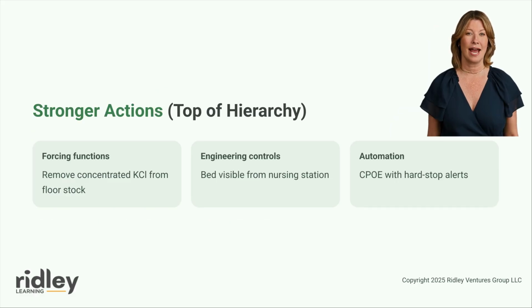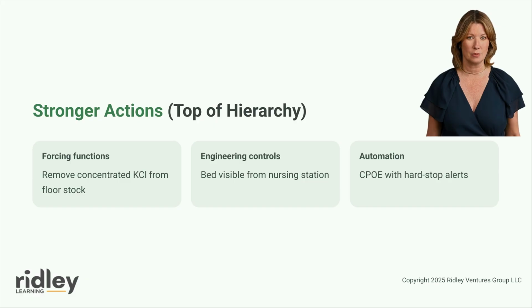Let me walk you through the action hierarchy for RCA2 recommendations, starting with the strongest actions and moving to the weakest. Stronger actions are at the top of the hierarchy. The first type is physical changes or forcing functions that make it impossible to do the wrong thing. A clinical example would be removing concentrated potassium chloride from all patient care unit floor stock.